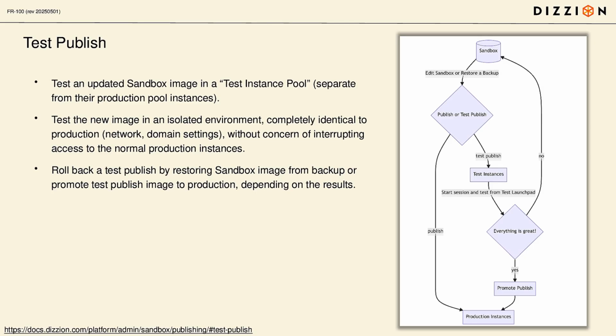When publishing to test, the sandbox is cloned and published to a separate set of instances that are isolated but environmentally identical to production. Your test users can log into a launchpad specifically assigned to this test pool and report back. Depending on the outcome of the testing, you might decide to roll back by restoring the sandbox from a previous backup. Or if all went well, you can promote the publish into production.